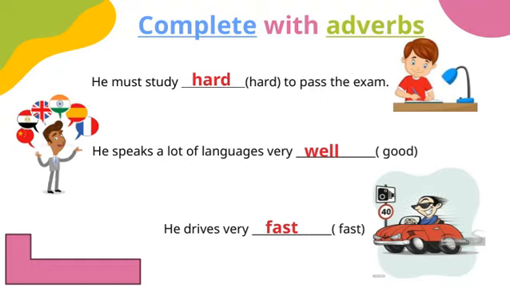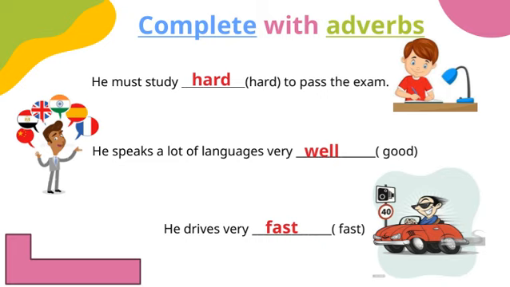So let's look at some adverbs that help us describe how actions are performed. In the first sentence, he drives very blank. We need an adverb that describes how fast he drives. The correct word here is fast. When we say he drives very fast, it means he drives quickly, emphasizing the speed.